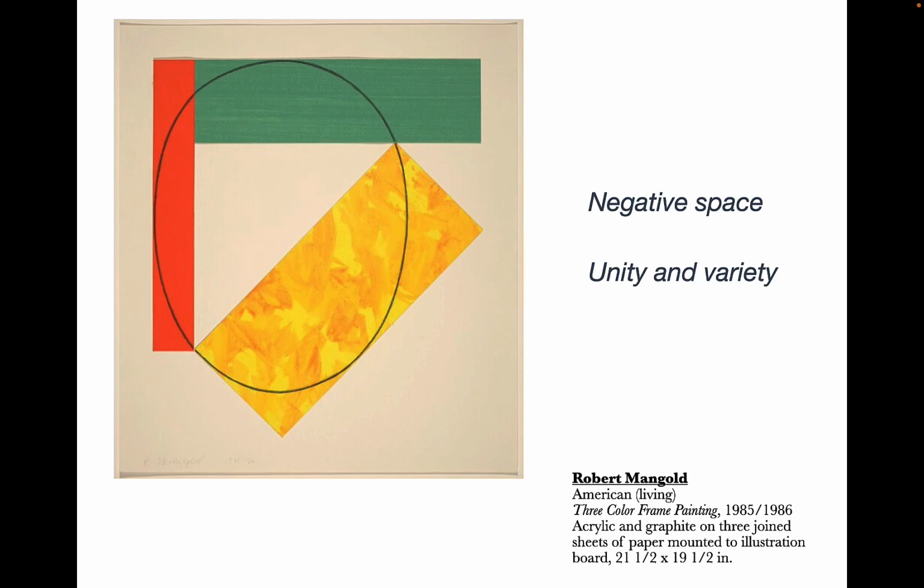Here's a really different piece of art, but also making great use of negative space. We see that big triangle created in the middle, and then other shapes and triangles created outside of these three rectangles. And then there's unity created by this oval that's drawn, and unity created that all the shapes are the same. And then there's variety in the texture and in the color. So this is Robert Mangold, another living American artist.